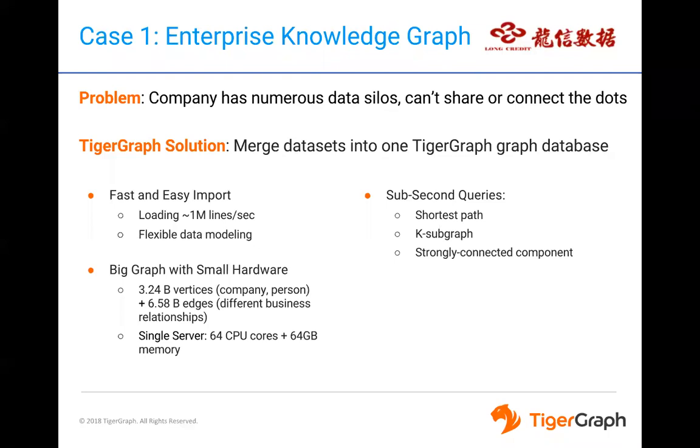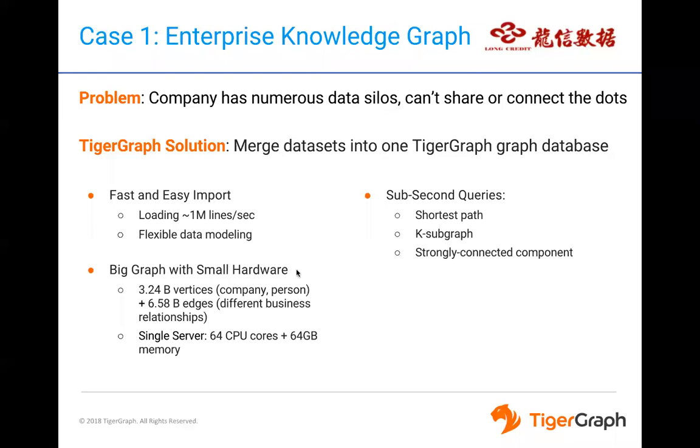So what they wanted to be able to do, and what TigerGraph was able to provide, is to merge all the data sets into one graph database. And TigerGraph made this possible for 3 reasons. Our platform provided fast and easy import, about 1 million lines per second. And the data modeling was flexible enough that it was easy to take these different data sets and merge them into one common data set.